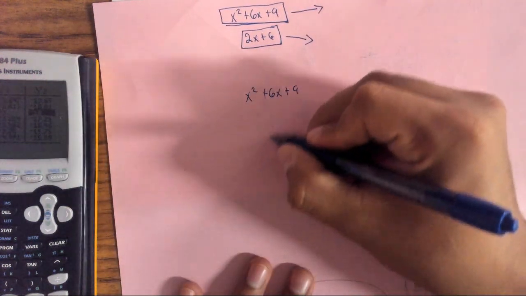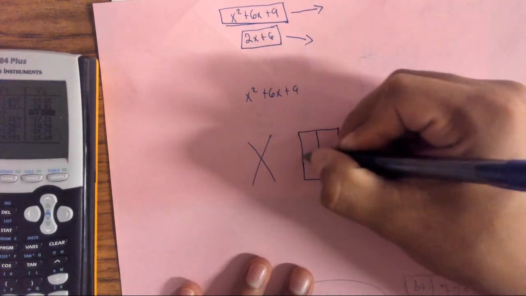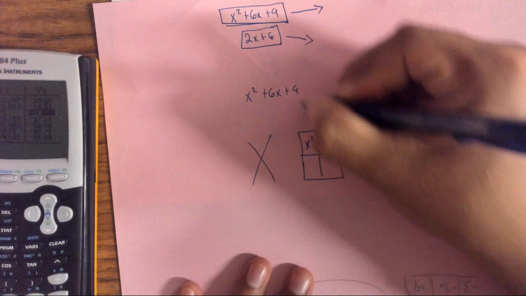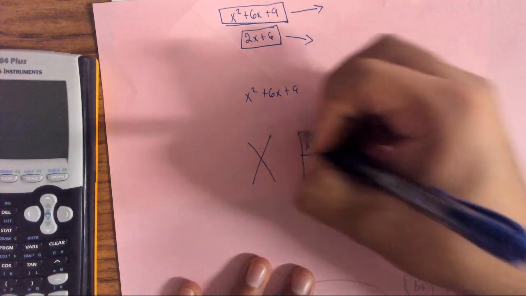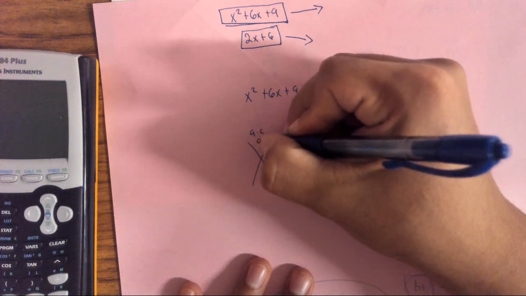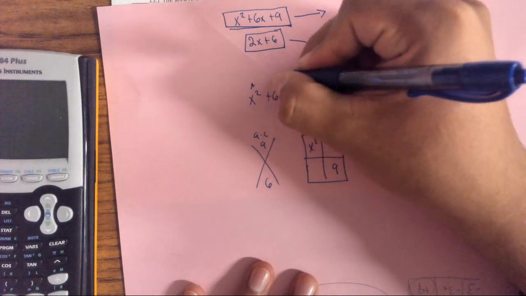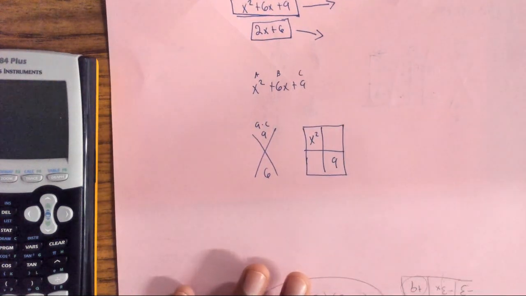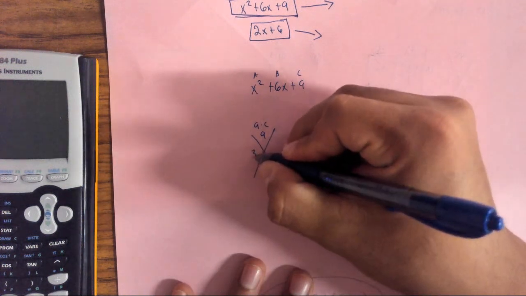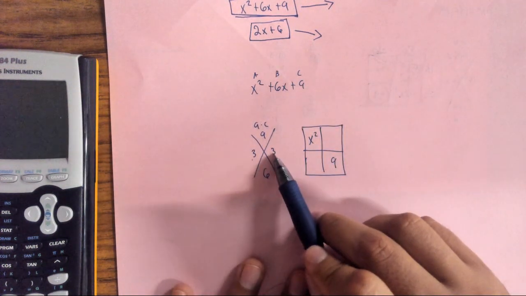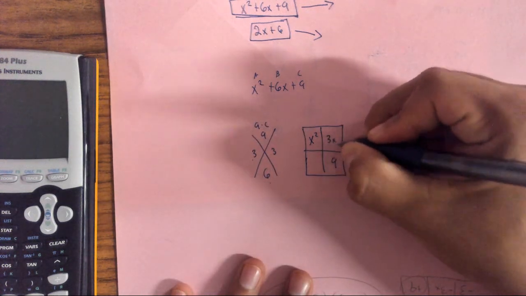And I'm going to really quickly do the x box for this one. So first term is x squared, last term is 9. Again, the understood 1, so 1 times 9 is 9. My B term is 6. So I can do A, B, C. Okay, so I have numbers that multiply to give me 9, that add together to give me 6. Well, that's going to be 3 and 3. 3 times 3 is 9. 3 plus 3 is 6. So now I plug these in, 3x and 3x.